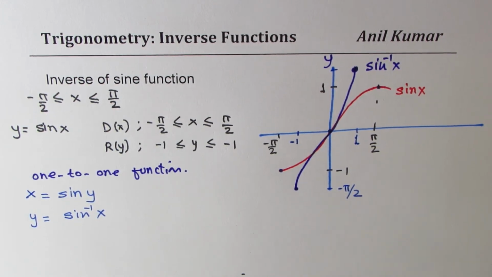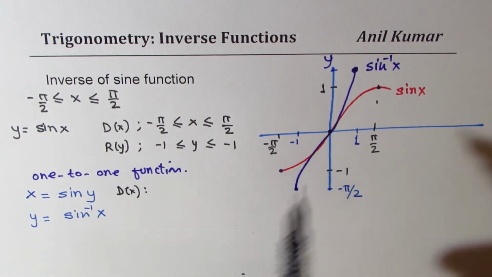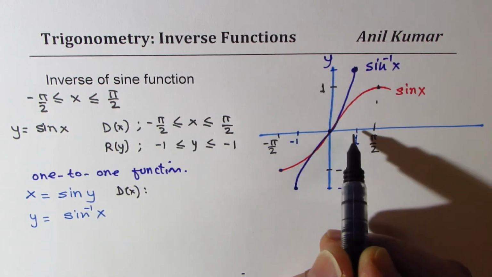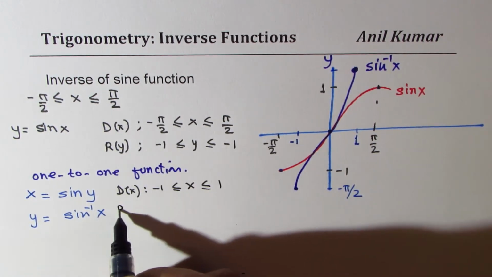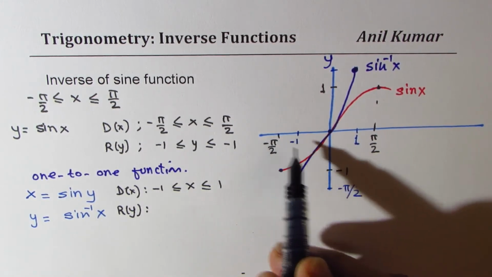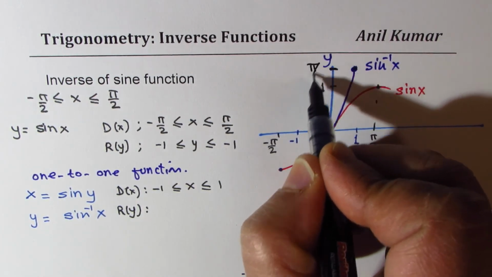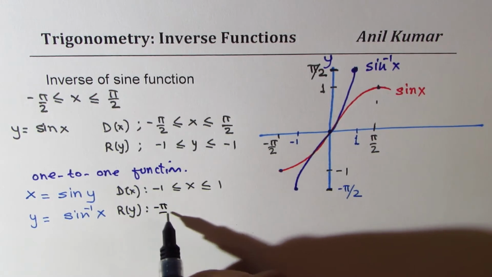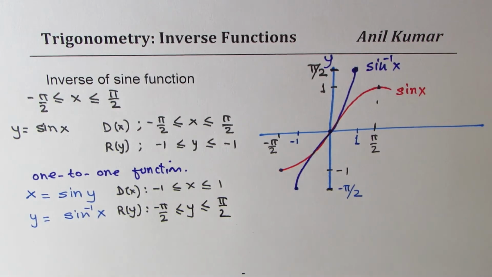But remember, whenever you do this inverse function, the domain of this inverse function is, as you can see from here, from minus 1 to 1, correct? So it is from minus 1 to 1, and the range of the inverse of this function is between minus pi by 2 to plus pi by 2. So that becomes the range, correct? So I hope these steps are absolutely clear, right?